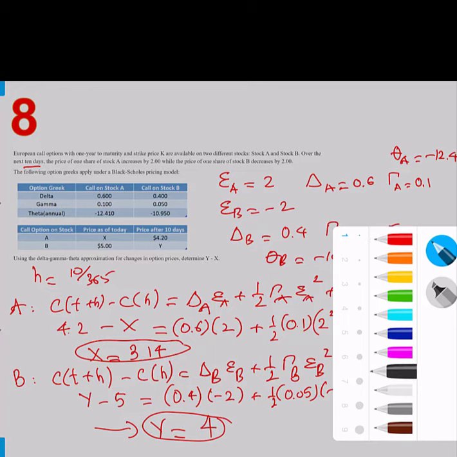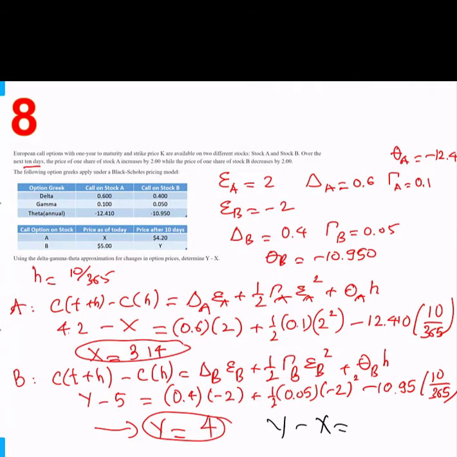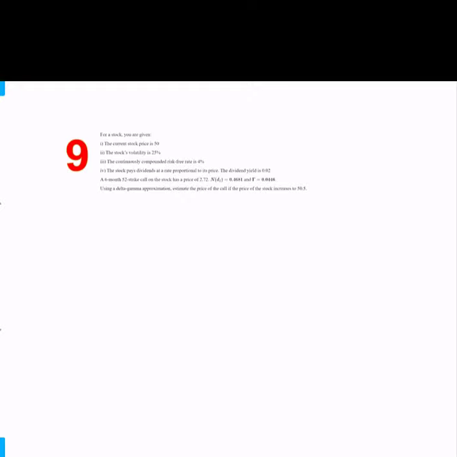Now we have X and we have Y. So here we have Y minus X, which should be 4 minus 3.14, which is 0.86. So this is the answer: Y minus X is equal to 0.86. So this is problem number 8. Alright, next problem.